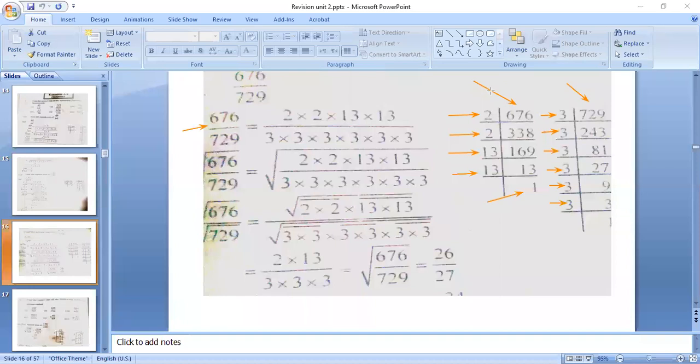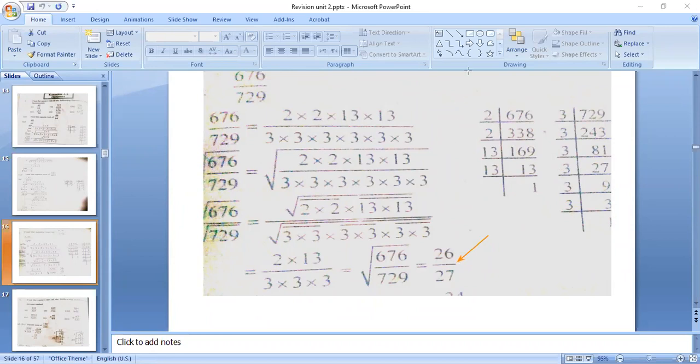So in this way we will get the answer. Final answer is, this is our final answer, 26 by 27. So in this way, the final answer will be obtained. So these are the few questions which we revised for the fraction by using the prime factorization.